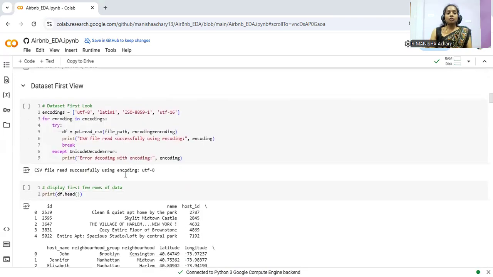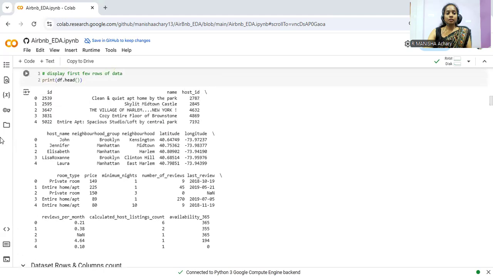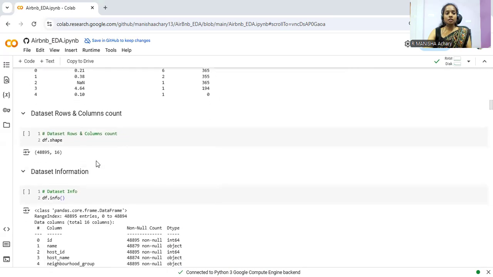Then df is my dataset. The df.head function will print the first 5 rows of the dataset like this. The index is 0, 1, 2, 3, 4, a total of 5 rows of the dataset.